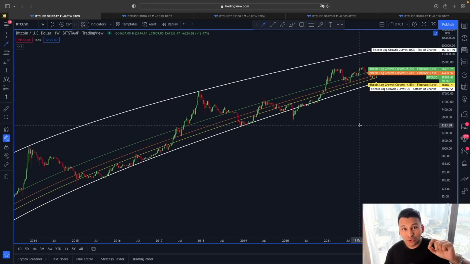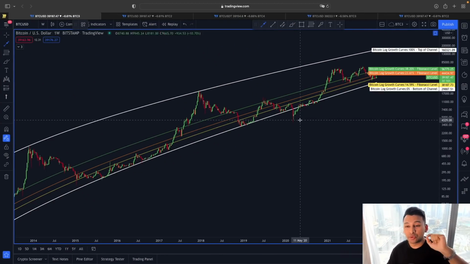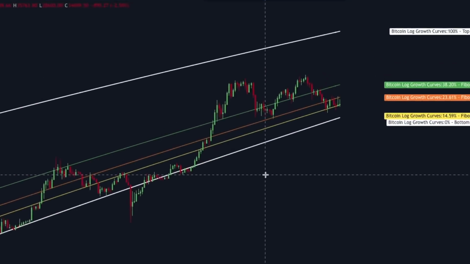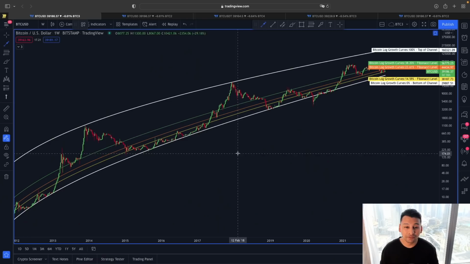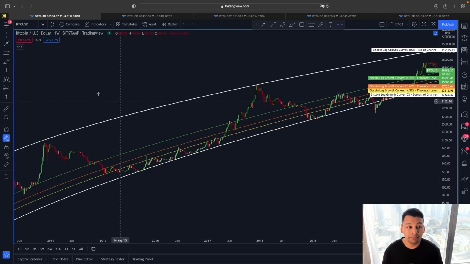So let's find out what exactly is happening right now with the price action of Bitcoin, because if we look at the price structure here in a weekly time frame using this Bitcoin logarithmic growth curve. First, before we talk about this current scenario, I want to show you what has happened here in the past.